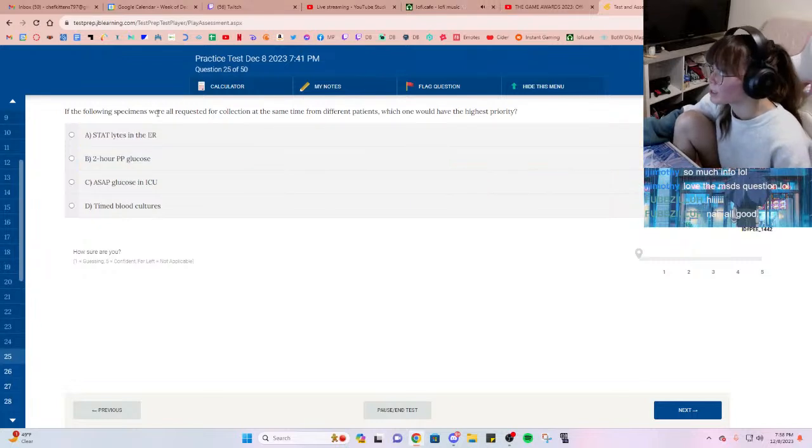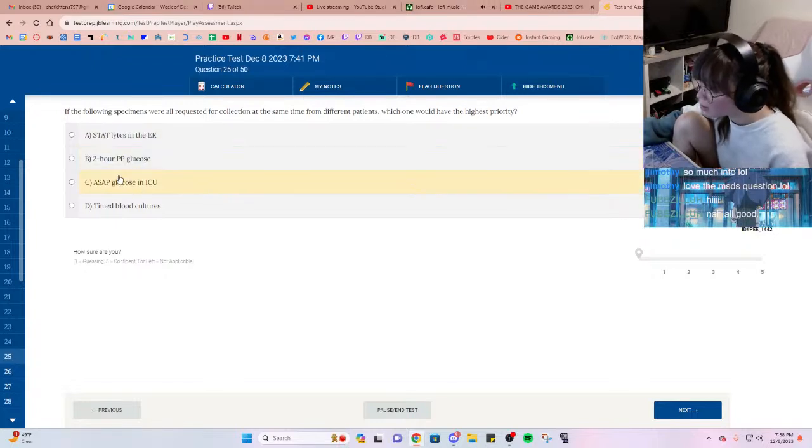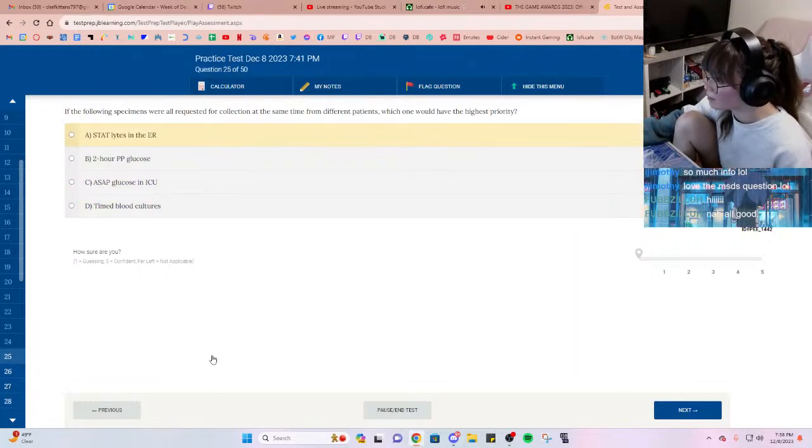If the following specimens were all requested for collection at the same time from different patients, which one would have the highest priority? Stat lytes in the ER, 2-hour PP glucose, ASAP glucose in the ICU, or timed blood cultures? I think stat lytes in the ER.